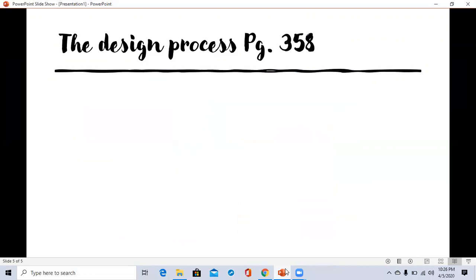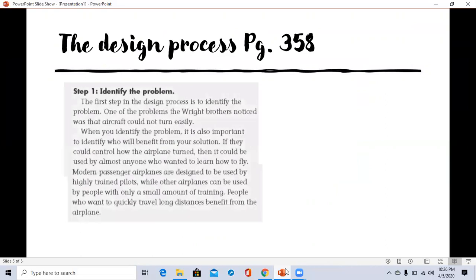Design process on page number 358. We will only be discussing a few steps in this video. Step number 1 is to identify the problem. The first step in the design process is to identify one problem. Let's keep the airplanes that the Wright brothers designed in mind. One of the problems that the Wright brothers noticed was that the aircraft could not turn easily.